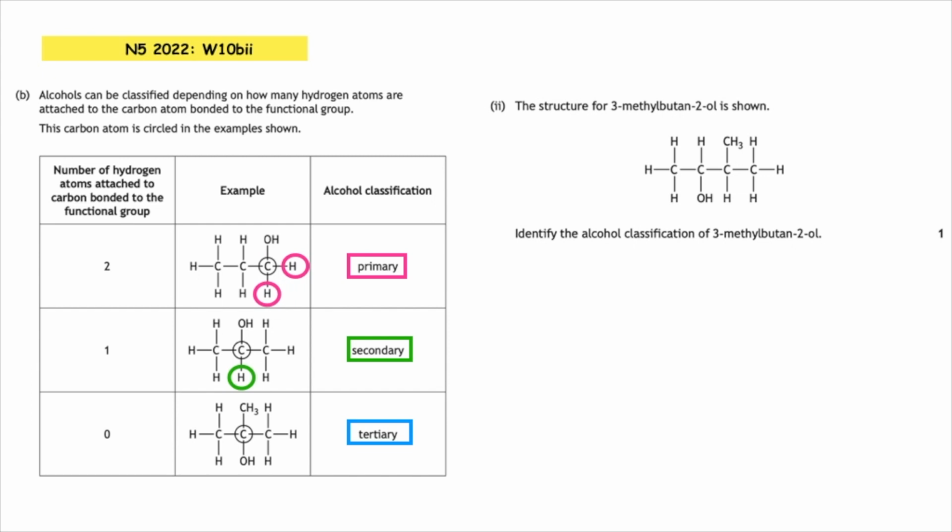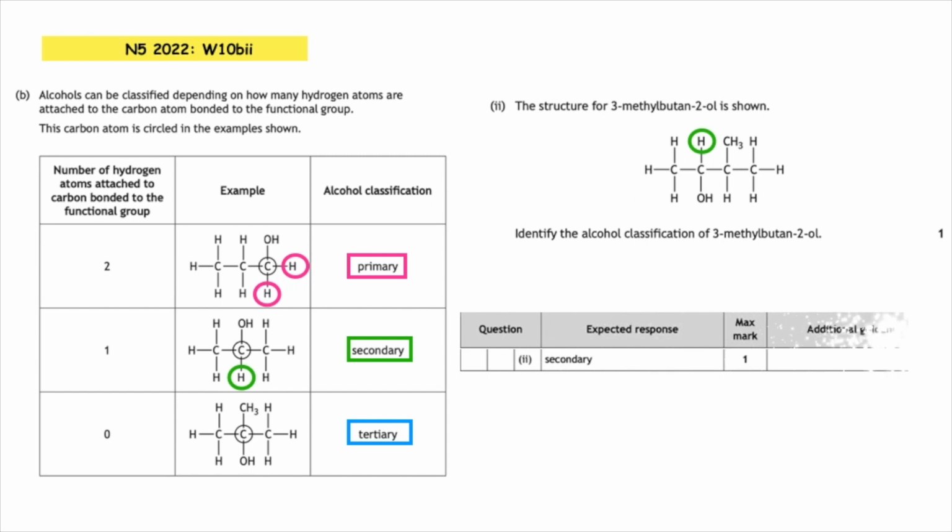So if we look at the carbon which contains the hydroxyl group, we can see that it only has 1 hydrogen atom attached, therefore it would be classified as a secondary alcohol.